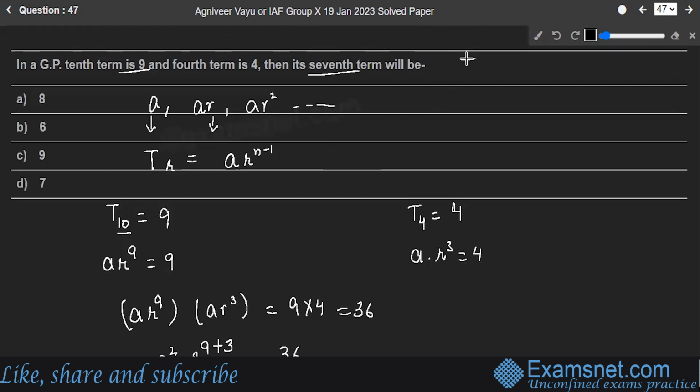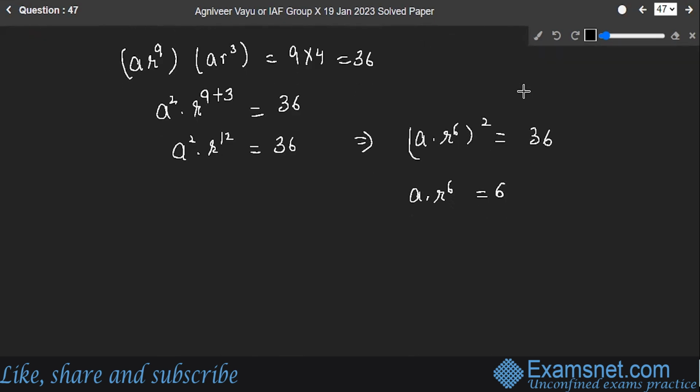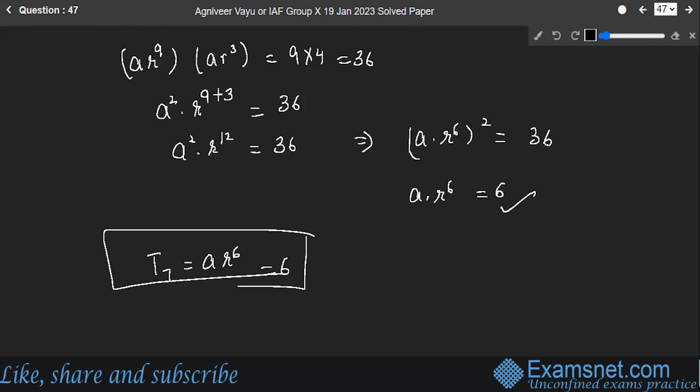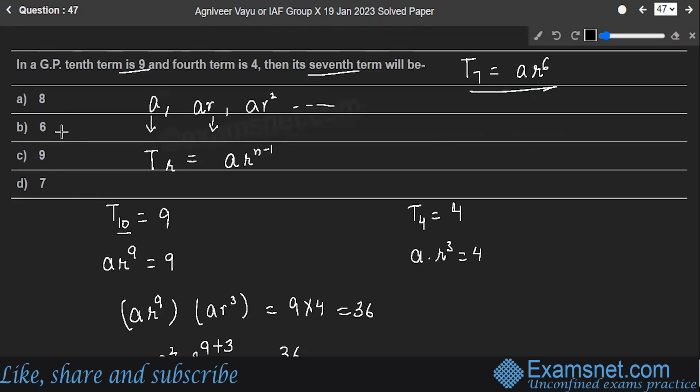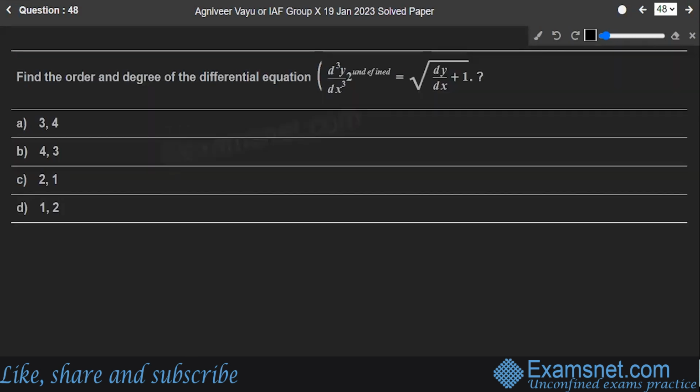You have to find out the 7th term, which is given by A into R raised to power 6. So T7 is equal to A into R raised to power 6, which we already calculated as 6. So this is the answer to the question. Option B is the correct answer. Hope you got that. Let's move to the next question now.